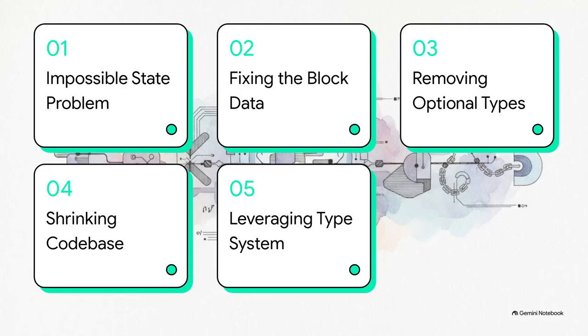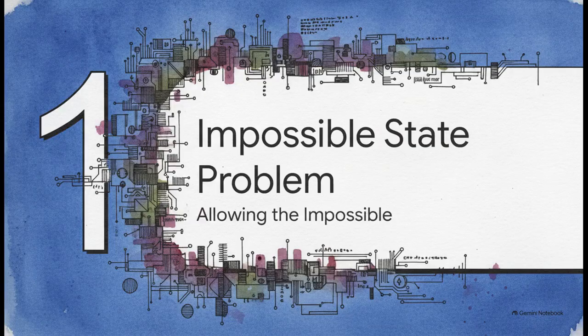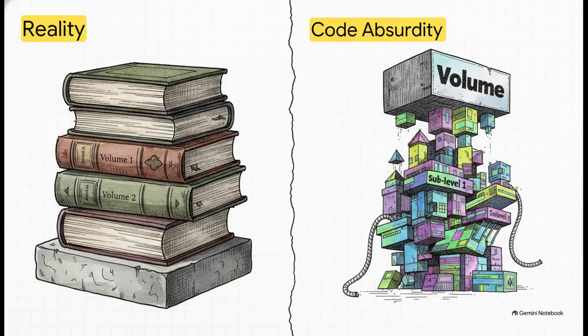Here's our roadmap for the makeover today. We're going to tackle the impossible state problem, fix up the block data, rip out those optional types, watch the codebase magically shrink, and finally fully leverage that type system. Starting with Section 1, the impossible state problem. This is exactly what happens when your code allows the impossible. Let's look at the initial, kind of painful state of this developer's pet project.